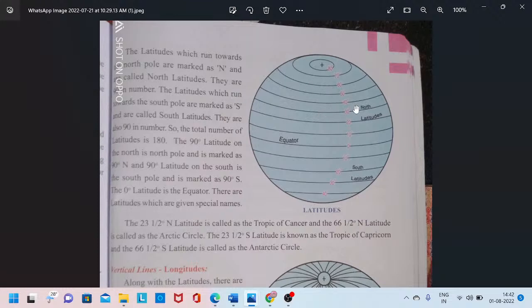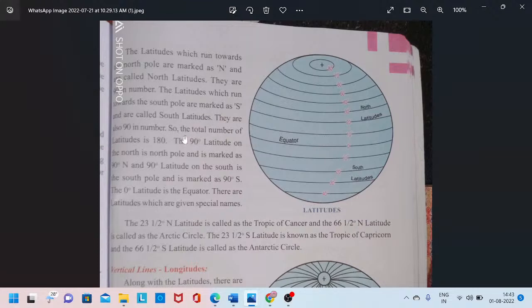How many latitudes do we have towards the north pole? 90. You can see here it is 90. The latitudes which run towards the south pole are marked as S and are called south latitudes, from the equator downwards to the south pole. I am just showing with my cursor so you can understand easily. And how many south latitudes do we have? The same as north, 90.